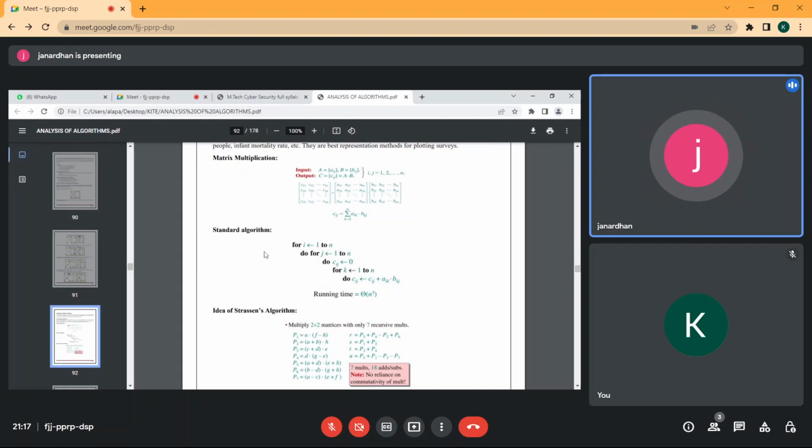What are the standard algorithms? For i equal to 1 to N, do for j equal to 1 to N, do Cij equal to 0. For k equal to 1 to N, do Cij equal to Cij plus Aik into Bkj. Okay, running time big O of N cube.